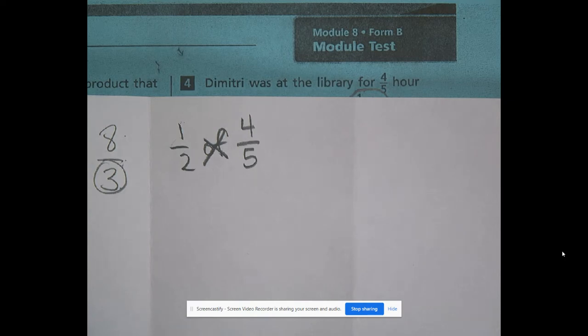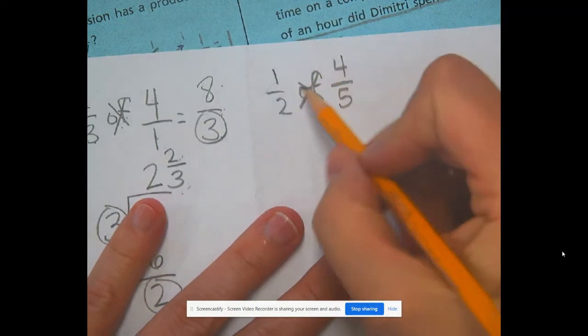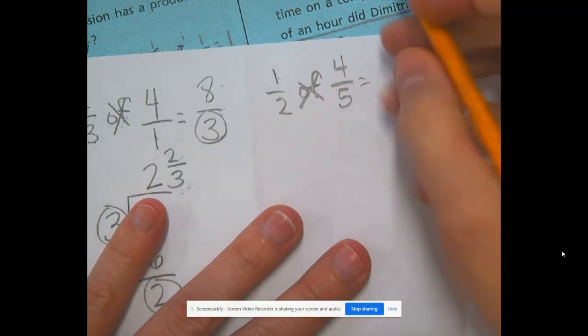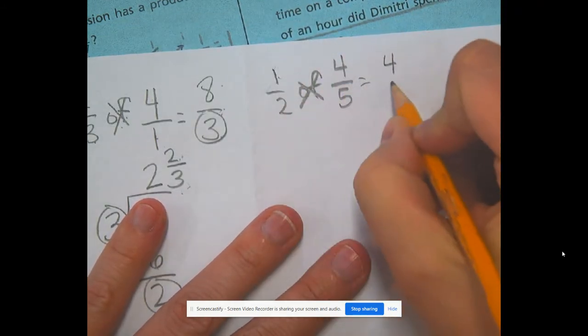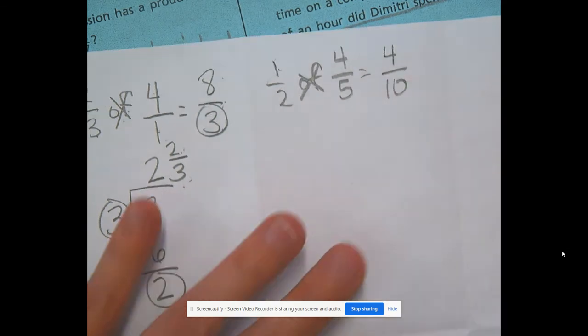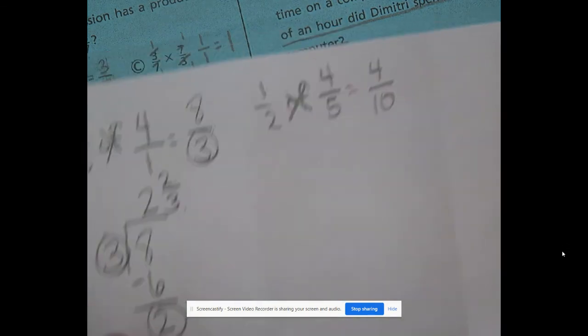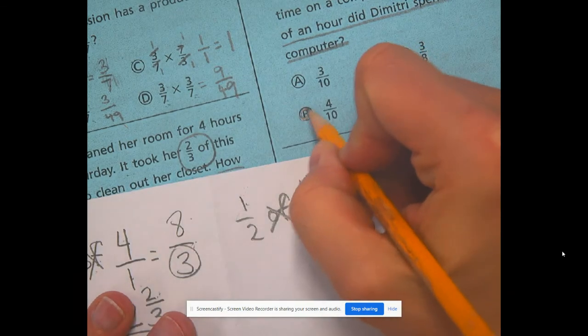Okay, what do we do? This one we don't simplify, so what do I do? Straight across. 1 times 4 is? 2 times 5 is? 10. Give yourself a pat on the back if you got it. B.